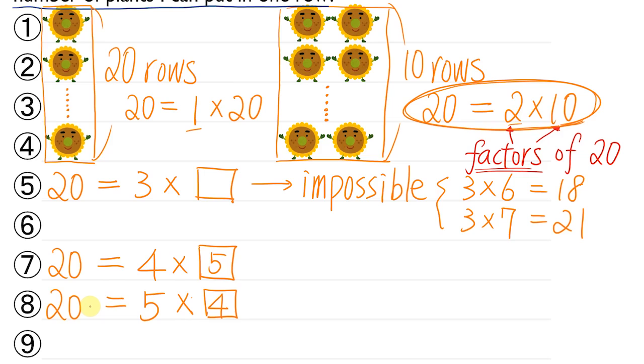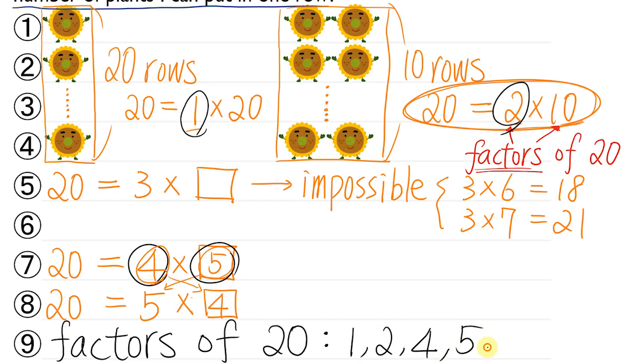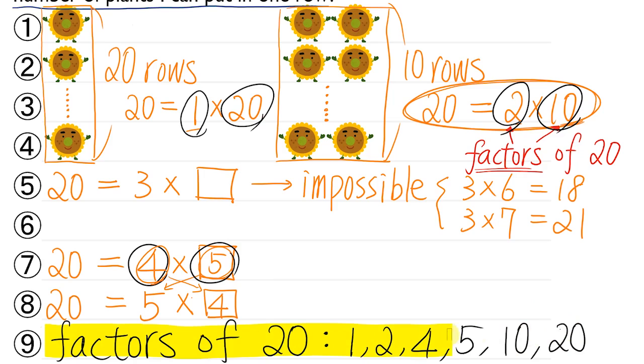Now let me tell you a little secret. In order to find all factors of a number, once you see the repetition of factors, in this case 4 appeared already before, and 5 appeared already before, you can stop because you know you have found all the factors. Let's write down factors of 20. They are the numbers 1, 2, 4, 5, 10, 20. These numbers are the number of sunflower plants I can put in one row.